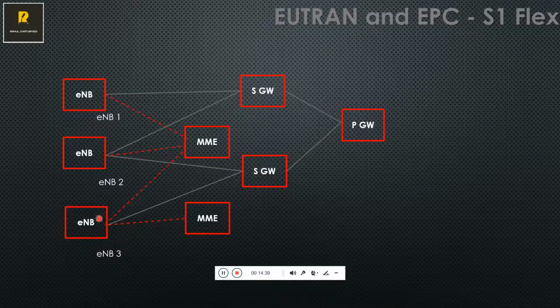Coming to the third eNode B now, it's connected with two MMEs at a single point of time. That means a single eNode B can be connected with two S gateways as well as with two MMEs. Similar is the case with the S gateway. Two S gateways are connected with a PDN, and it is also possible that two S gateways are connected with separate P gateways.